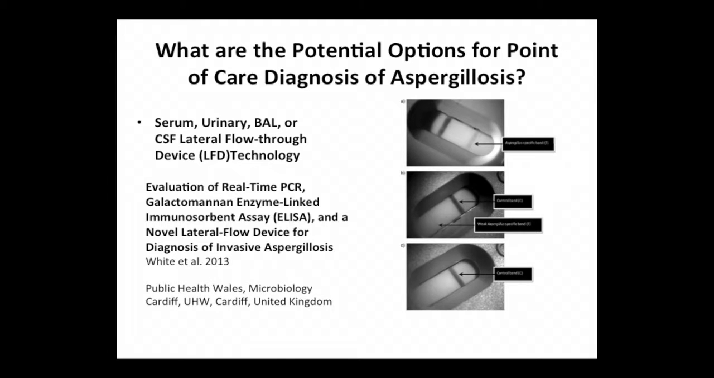This is from recent work from the UK, from the Public Health Department in Cardiff with Dr. White and colleagues, where they've used a novel system comparing the lateral flow device with ELISA to that of PCR. Here on the right, you can see the identification band, typical for lateral flow for Aspergillus antigen. This is a relatively weak band. This is a negative, and the strong positive there is a control band.